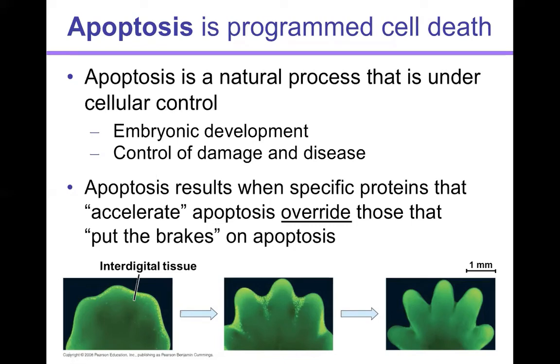Okay. So when we think about how apoptosis is occurring, apoptosis basically results when there are proteins within your cell that basically say, don't self-destruct.